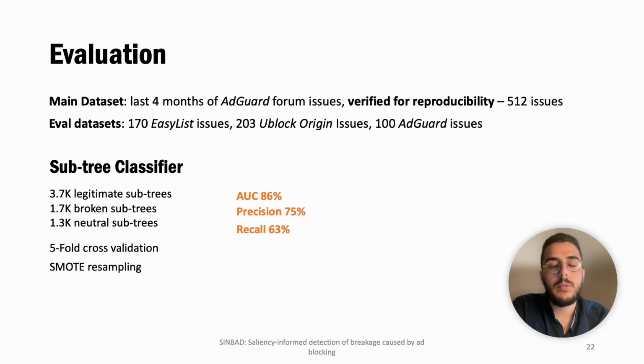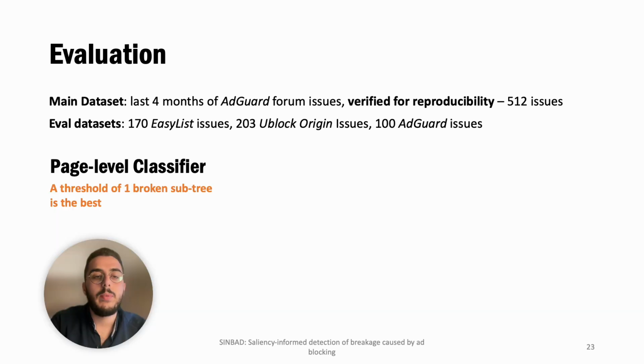So we train our subtree classifier on the main dataset comprised of 512 issues from AdGuard, which is a mainstream ad blocker, and we also include other evaluation datasets from other ad blockers. We find that the subtree classifier achieves a high 86% area under the curve score under a 5-fold cross-validation evaluation. Regarding the page level classifier, we find that if SINBAD detects at least one broken subtree, we can reliably predict that the page is broken.